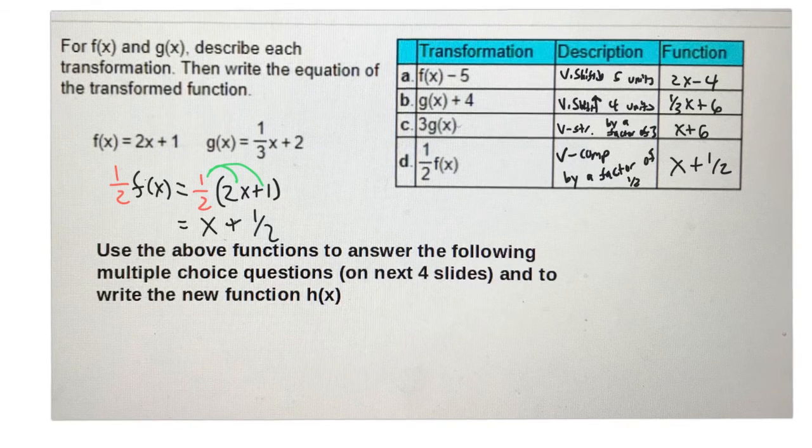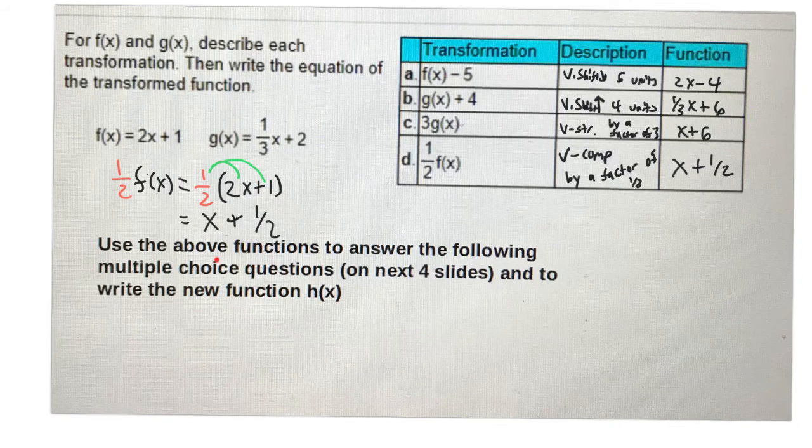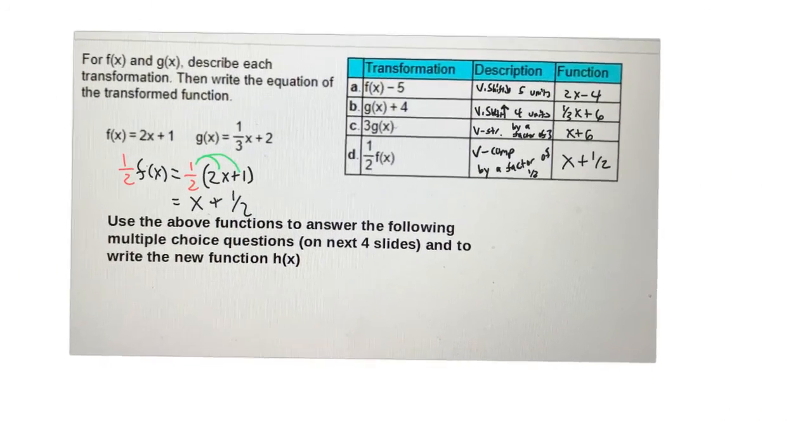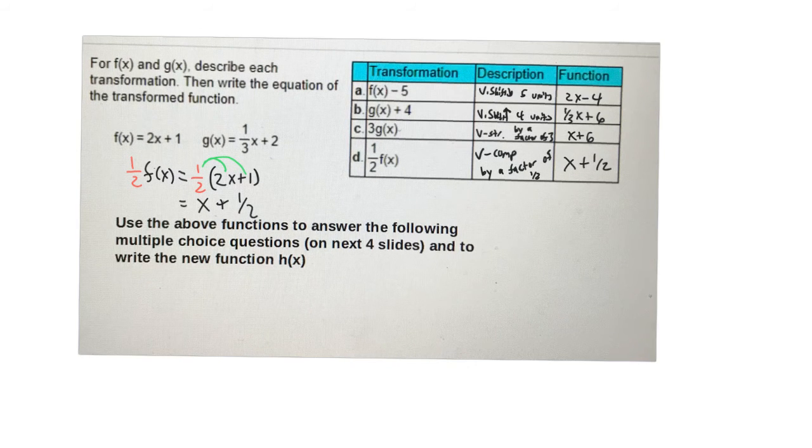Now let's focus on this. Use the above functions to answer the following multiple choice questions on the next 4 slides and to write the new function h of x. Okay, so what I'm going to have to do, therefore, is save this whole thing right now, because apparently, according to this, we're going to need these functions to do the rest of the problems.